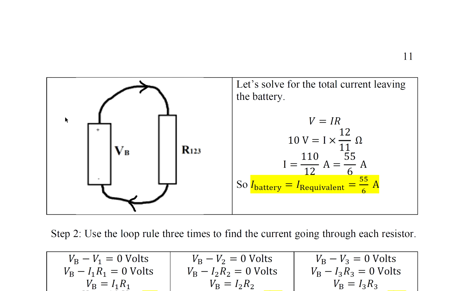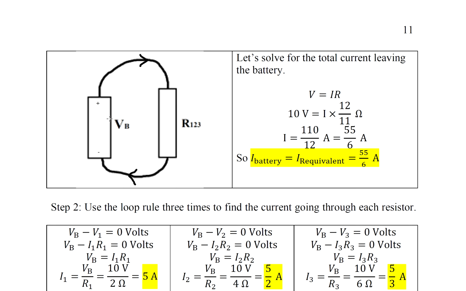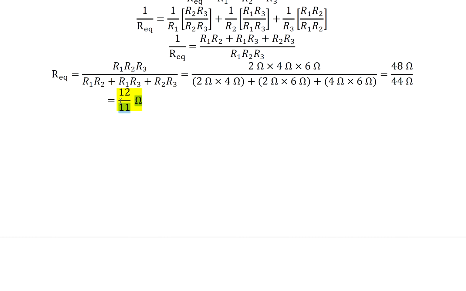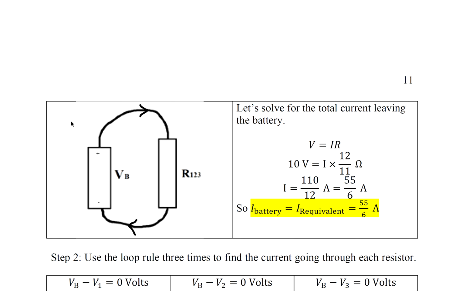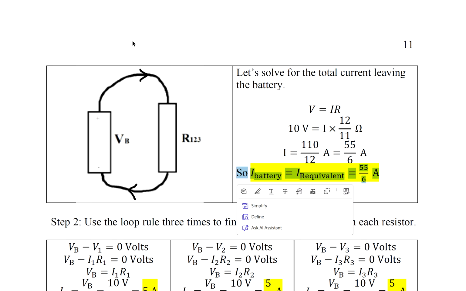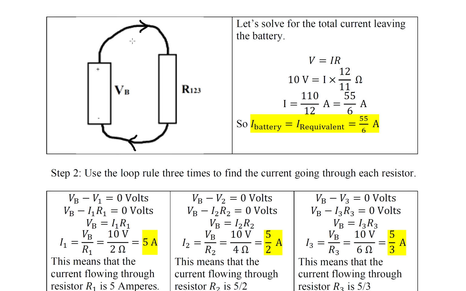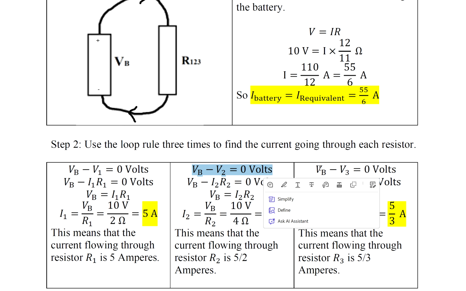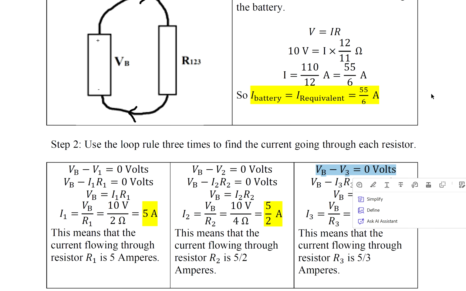Now we have this. So if we have V, which is 10, which is given to us, if we have R, which is what we just solved for here, we could find I, the current going through the battery. It's this. So step 2, we're going to use a loop rule 3 times to find the current going through each resistor. So this is loop 1, this is loop 2, and this is loop 3.